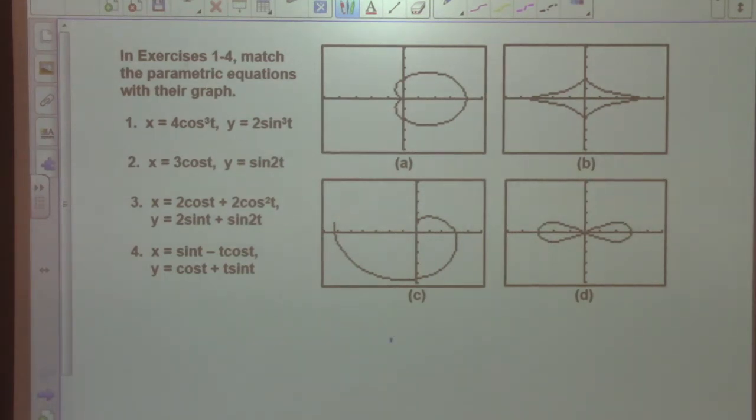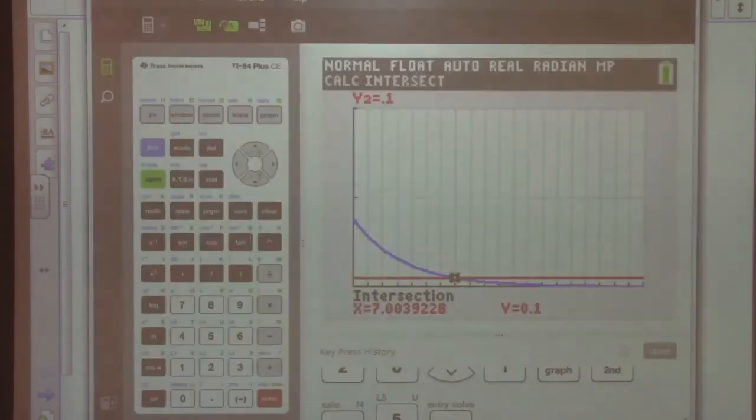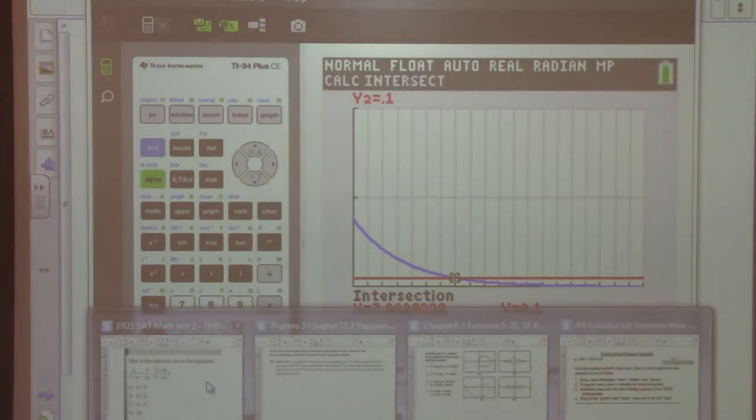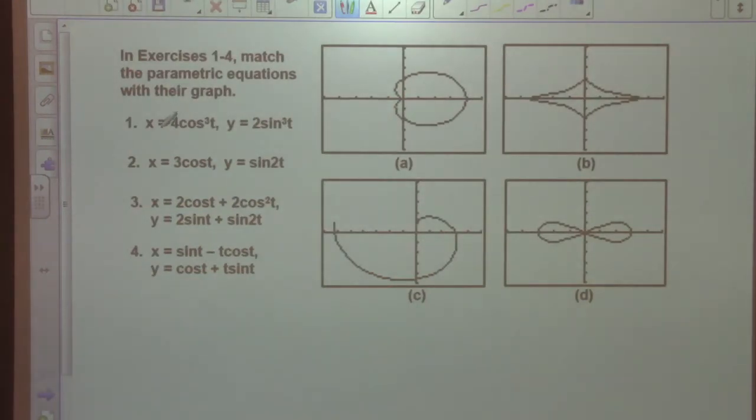Yesterday in class we started on this exercise set and we were rudely interrupted by a power outage. So we're just going to pick up where we left off yesterday. Basically these exercises 1 through 4 are about using your calculator to graph parametric equations. If you look at them, you have x equals 4 cosine cubed t, and so you have different variables, don't you? We're going to get used to that.